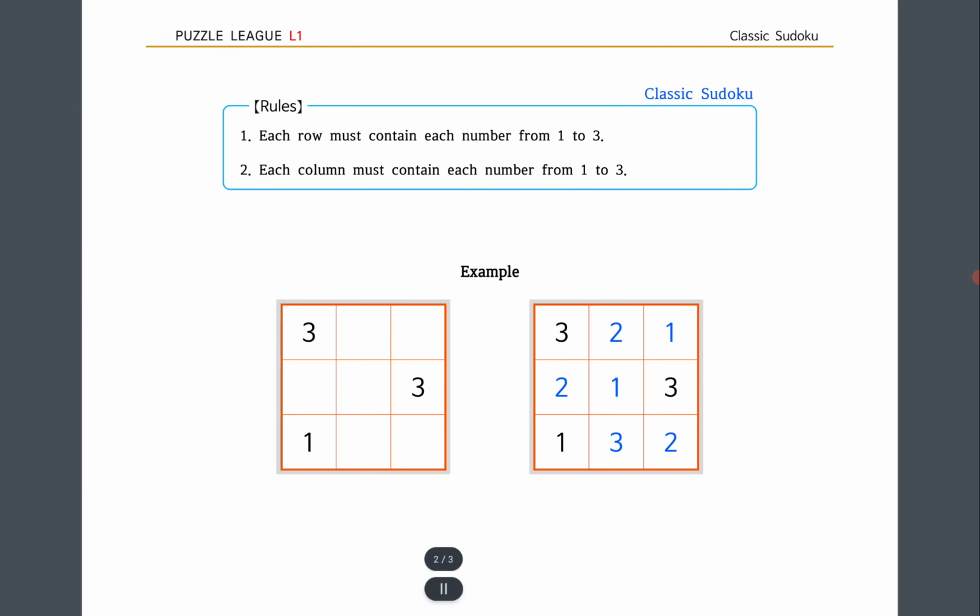So first we have the rules. Rule number 1 is that each row must contain each number from 1 to 3. And then the second rule says that each column must contain each number from 1 to 3.